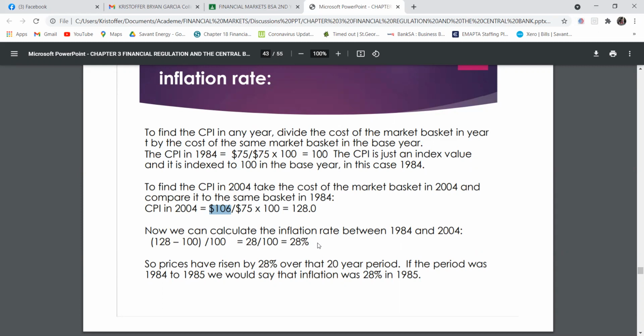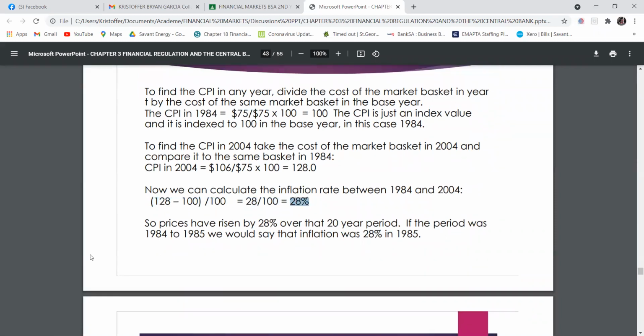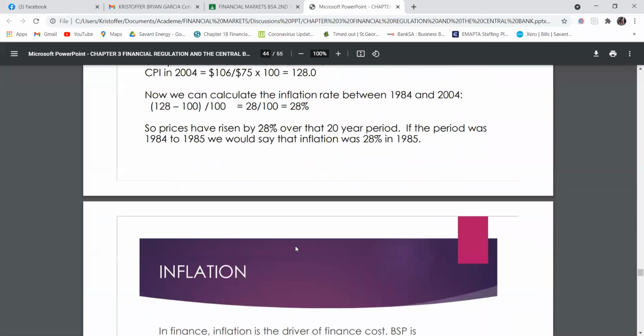Okay, so I think parang same formula lang to doon sa operation management natin last year, yung kino-compute natin na new minus old divided by old. Ayun pa rin. That's the inflation rate, 28%. So the prices have risen 28% over that 20-year period. If the period was 1984 to 1985, we would say that inflation was 28% in 1985. Yun.